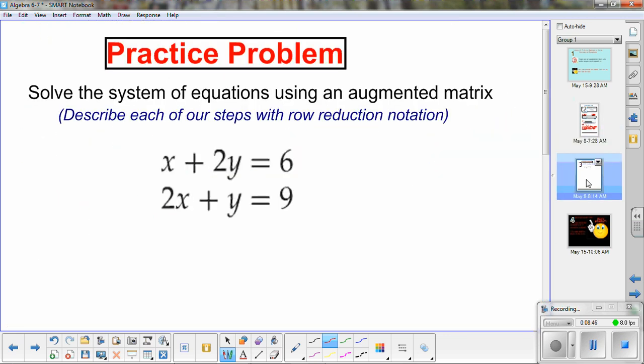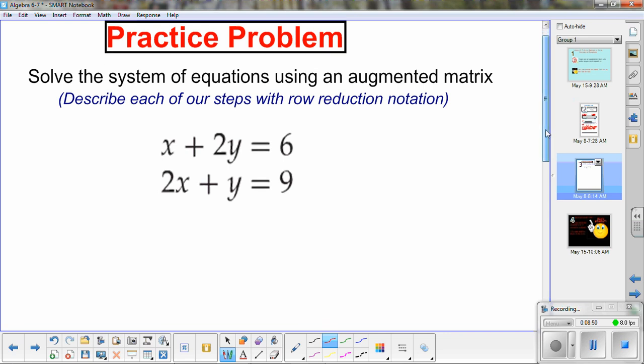We're going to do one more practice problem. You can choose to do it along with me or try it on your own and see how it goes. First step is to write the augmented matrix. So it's going to be 1, 2, and then 6, 2, 1, and 9.